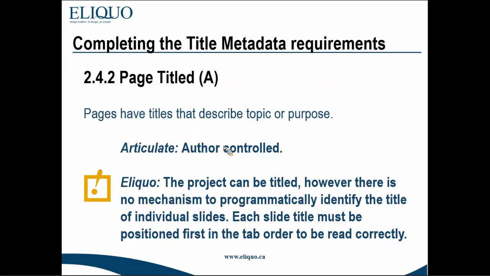But let's just dig right in. We're going to start with one of the things that they added recently, and that is the idea of metadata. You now have the ability to create a title. Now, the interpretation of this particular criterion is that the pages must have titles that describe the topic or purpose. Now, what Articulate says is that this is in fact author controlled.